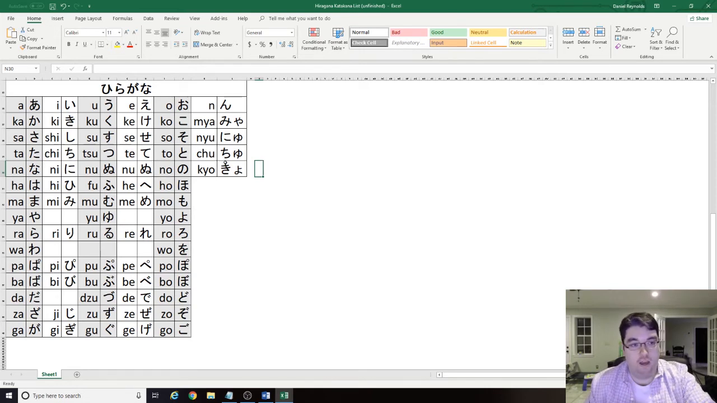So it shows the pronunciation. Here I've highlighted columns in gray and then in white. Here you can see the A. This is the A. Ka, sa, ta, na, ha, ma, ya, ra, wa, pa, ba, da, za, ga. So you've got your actual English sound here, which is a, and then you've got the actual letter. This is the hiragana character in Japanese that makes that corresponding sound.